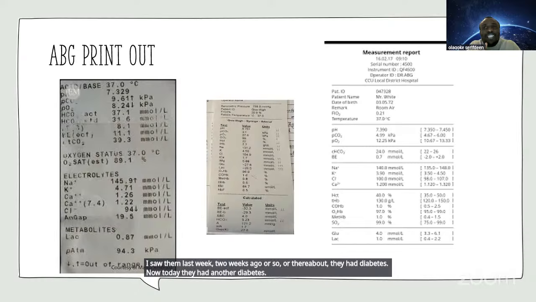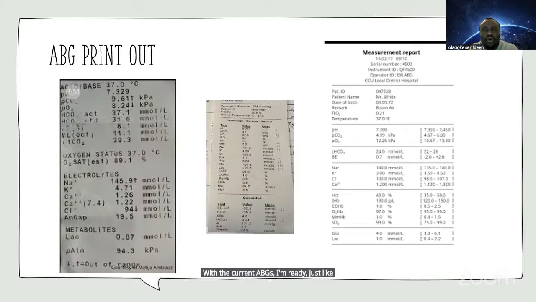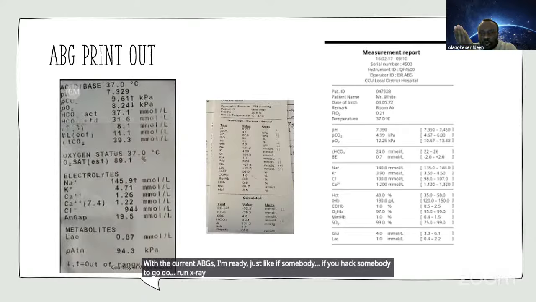Do I want to look at the ABGs they've done in the past, look at the readings and correlate that with the current ABGs I'm having? Just like if you had somebody to run an X-ray, for instance, you want to compare the recent one they've done with the previous one they've done, if that makes sense to you guys.